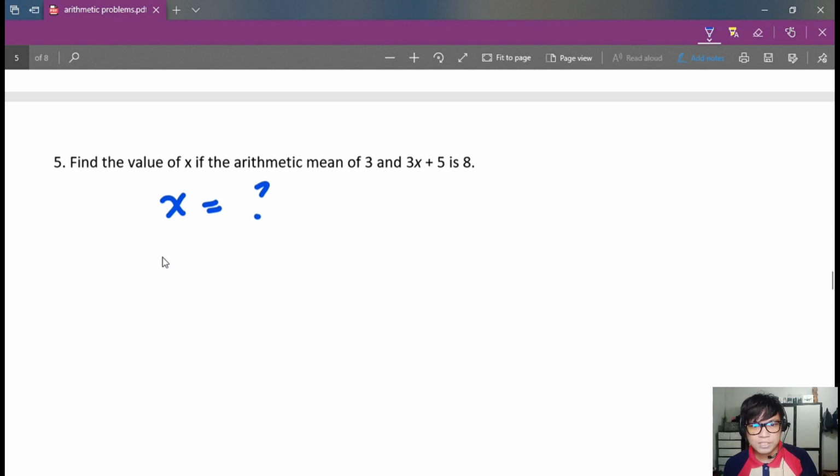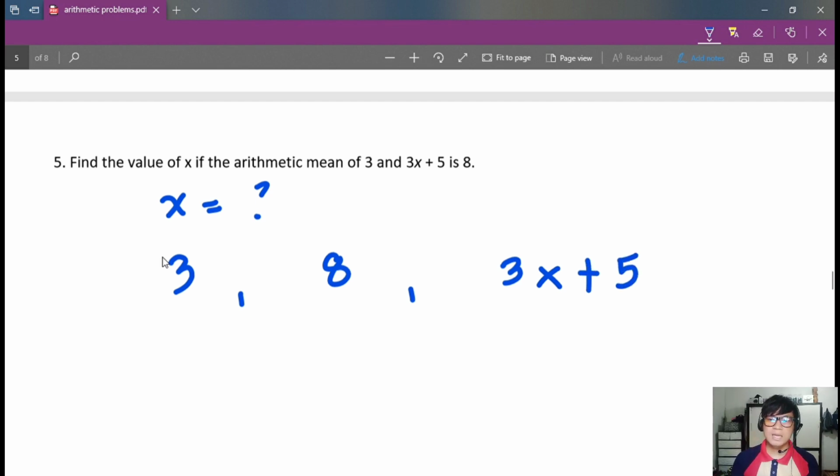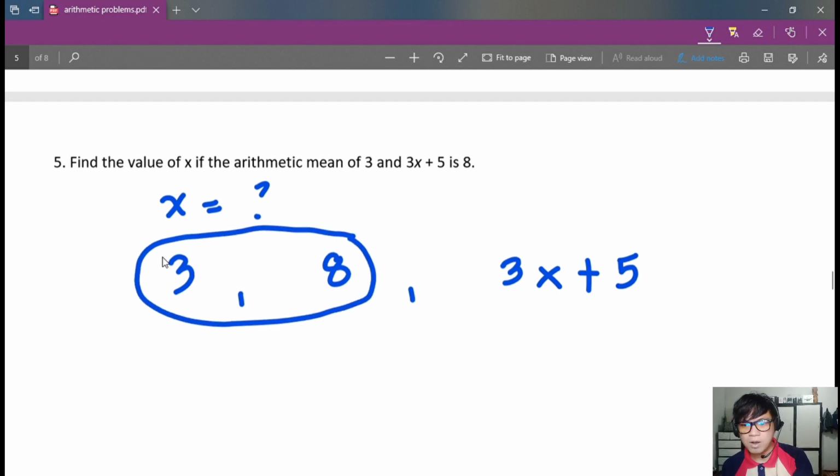So, first term natin is 3. Second term is 8. Then, the last term is 3x plus 5. So, maalala nyo kanina, yung ginawa natin, yung common difference nito, pati common difference niyan, is equal.